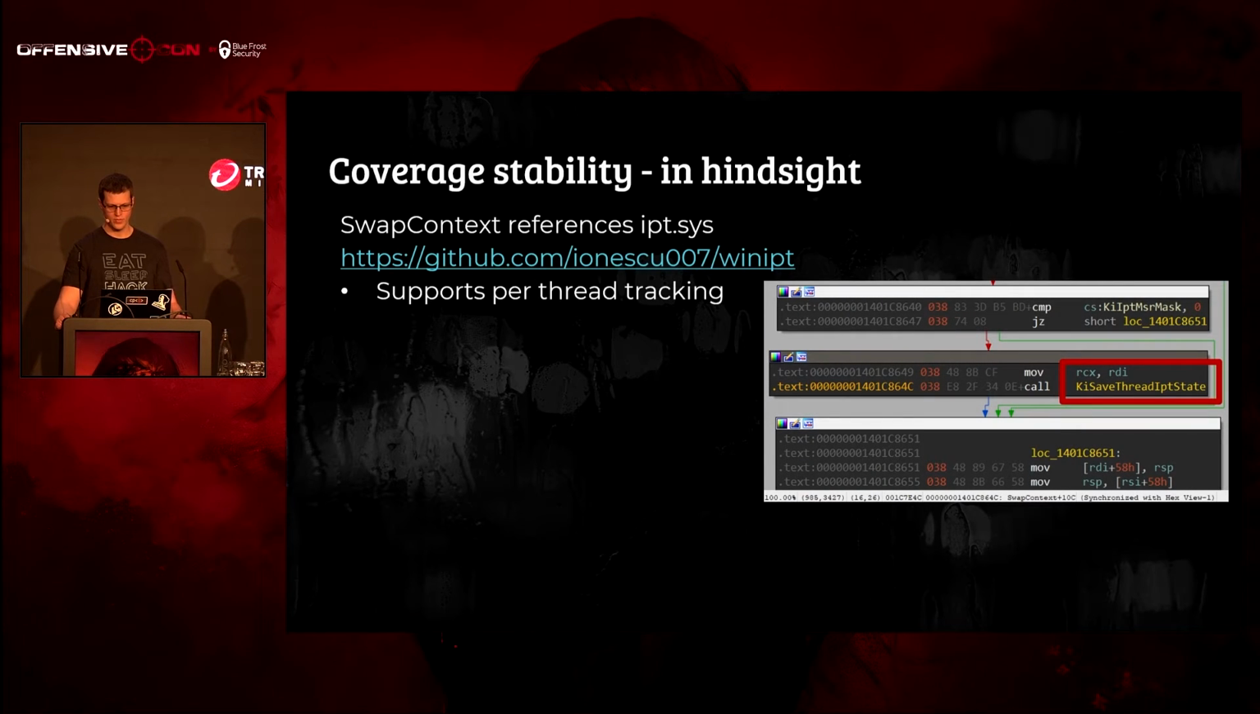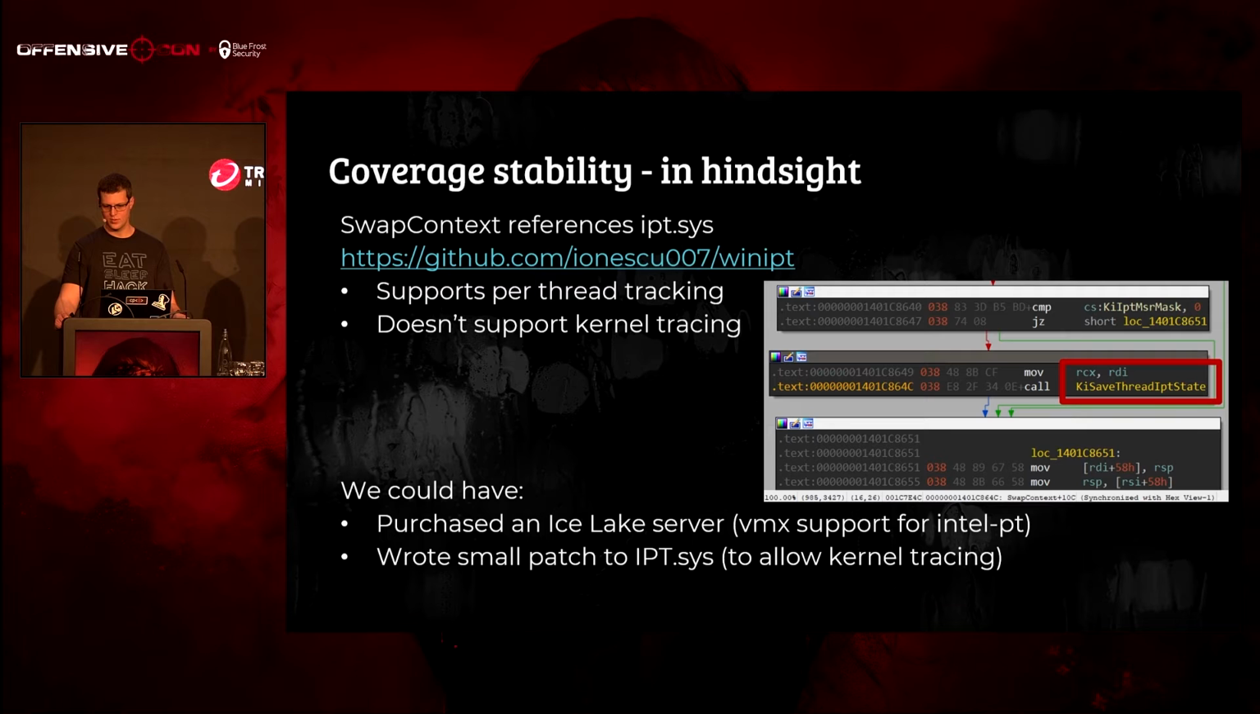It has support for per-thread tracking, which is pretty cool and would have saved us a lot of time and pain. But it doesn't support kernel trace because it has an if statement that does not allow it. So in hindsight, we could have bought an Ice Lake server, which has support for VMX Intel PT virtualization, and written a small patch to IPT-sys that would allow it to trace the kernel, instead of using a modified KVM.